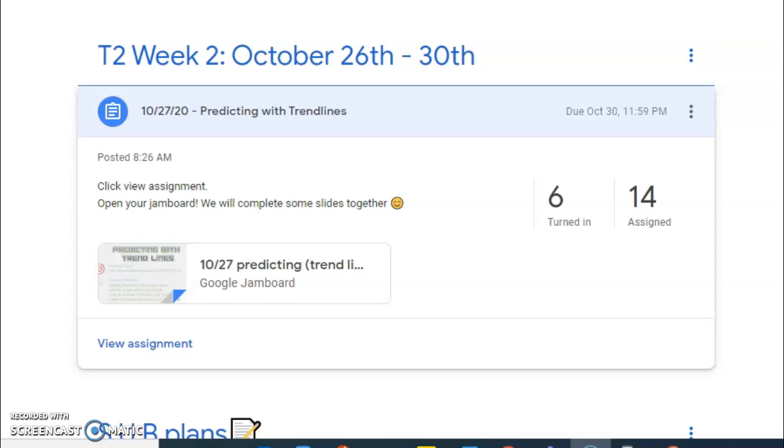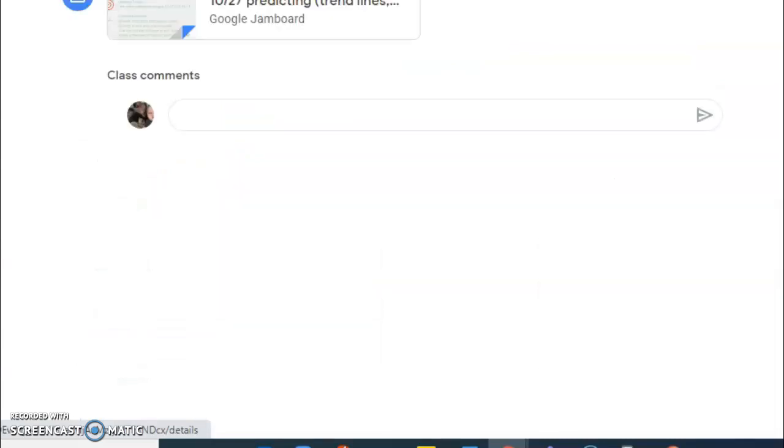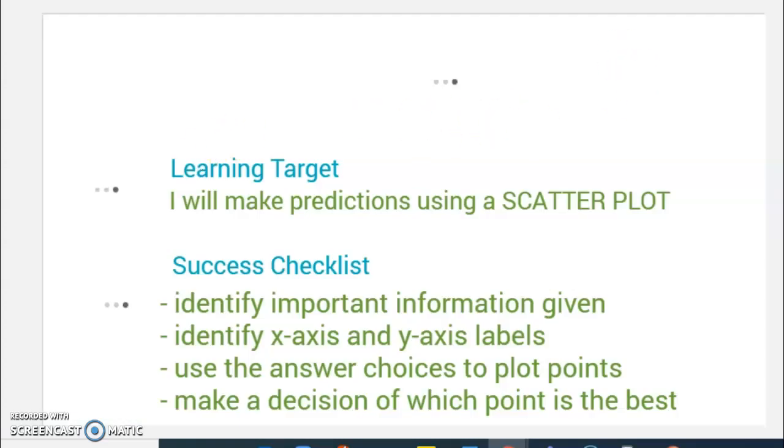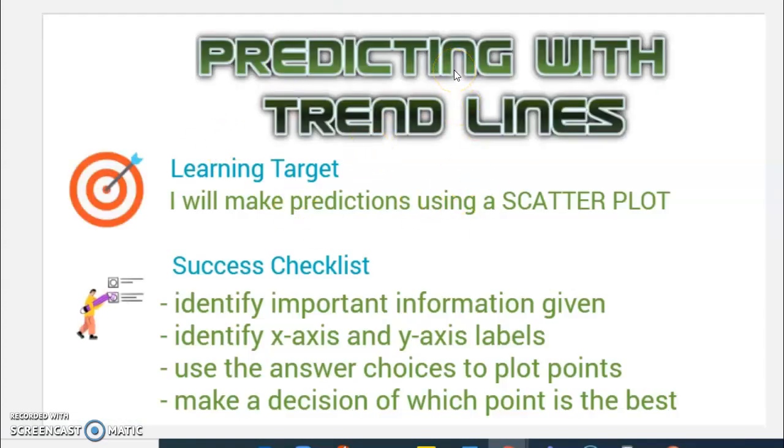Okay, we are going to T2 week 2. The assignment is dated either 10/27 or 10/28, predicting with trend lines. If you click on that, open it, click on view assignment, and then your Jamboard, it'll take you directly to where you need to be.